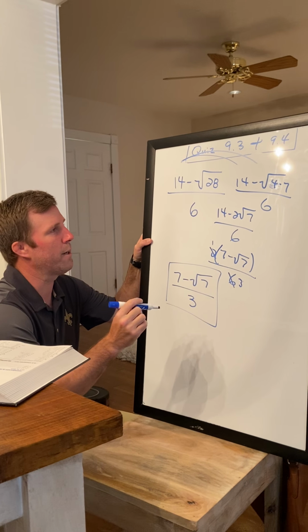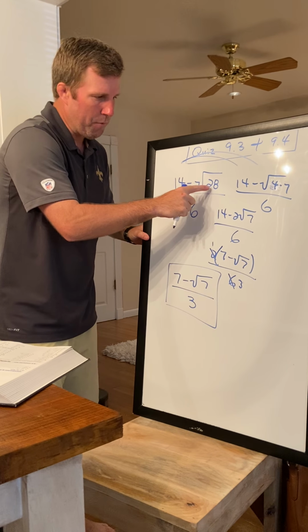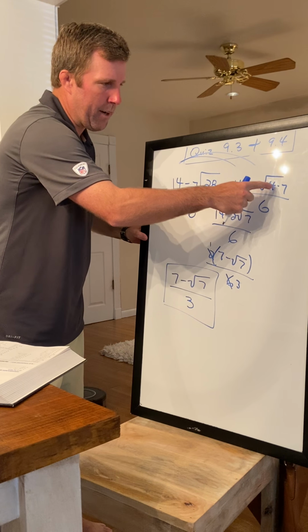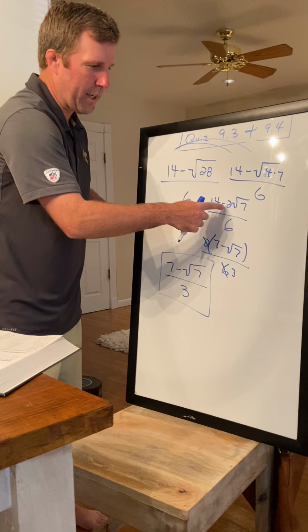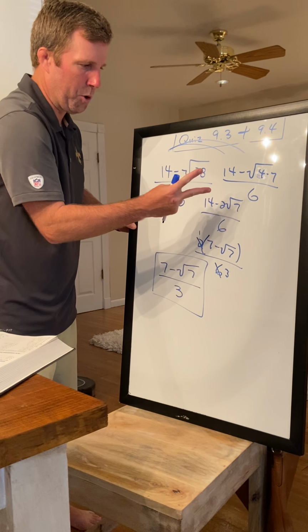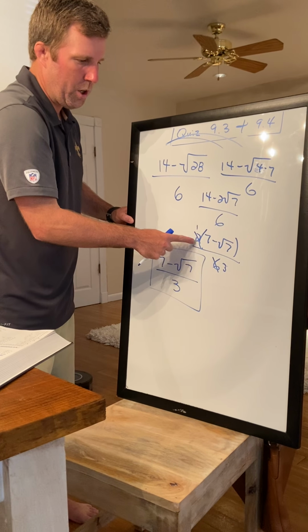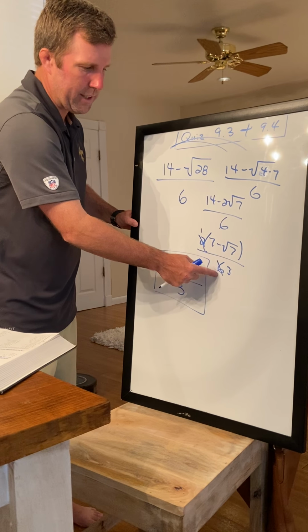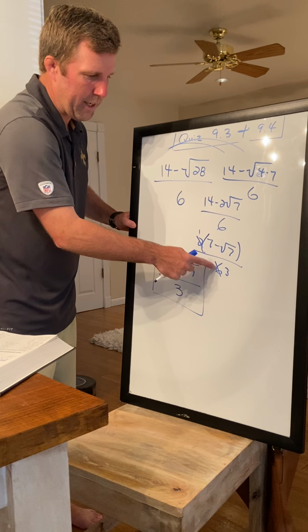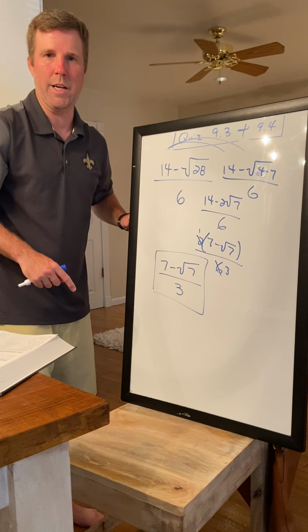Let's review real quick. I simplified the square root of 28 by breaking it down and taking out the square root of 4, which is 2. I recognized that there was a common factor with these 2 terms, a 2. So I factored out a 2, which left me with 7 minus the square root of 7, all over 6. I reduced the 2 and the 6, and that's how I got my final answer.